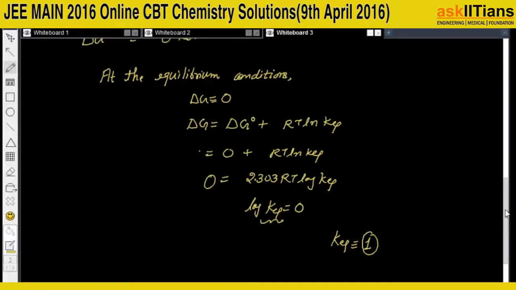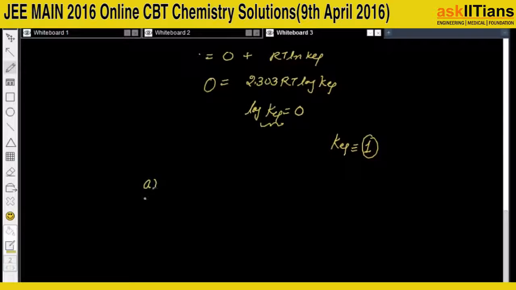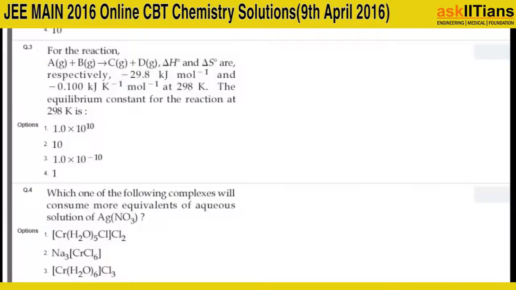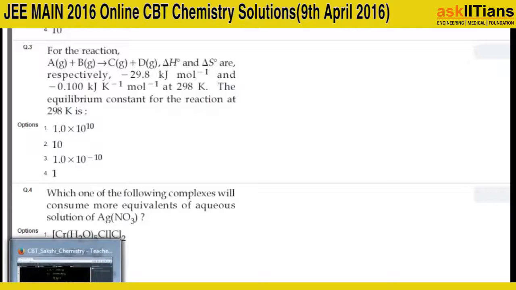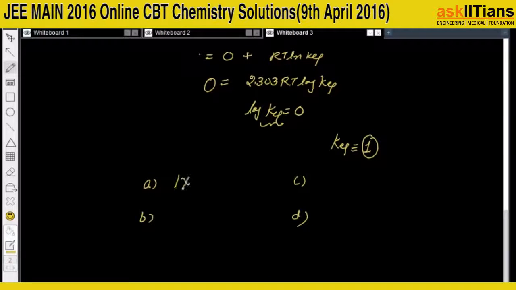Okay, now let me see the options which have been given to me. Let me write all the options one by one. The options given to me are, let's say A is 1 into 10 raised by 10, then 10, 1 into 10 raised by minus 10 and 1. So I can say option number D matches with what the answer I have got and hence will be the right answer for this particular question.